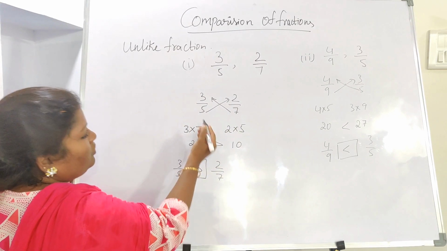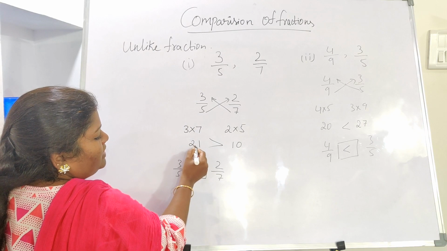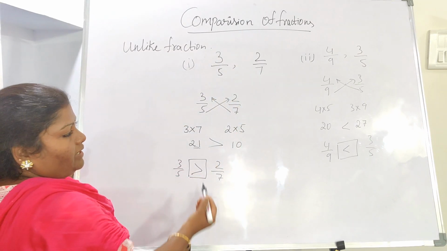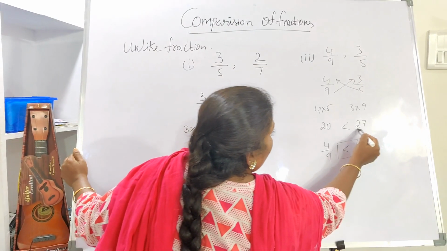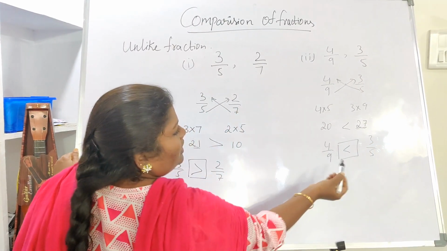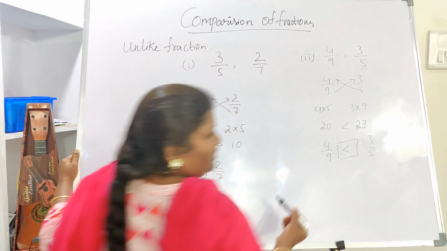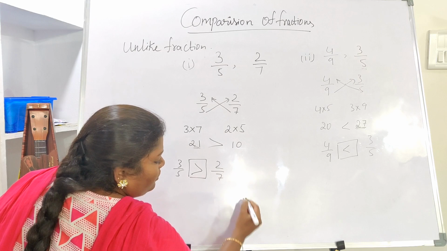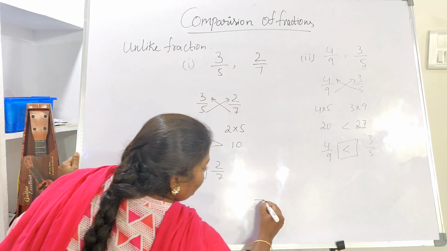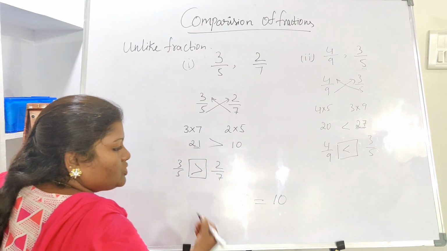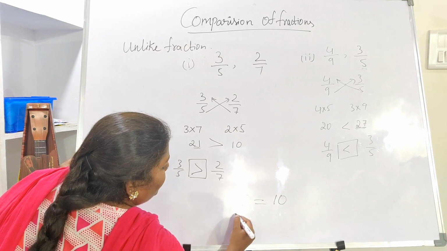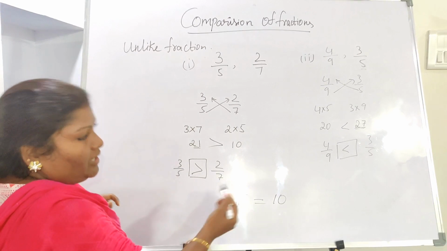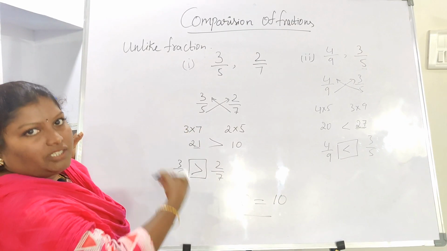Now if the first product is greater, that means the first fraction will be greater. If you got the second product greater, that means the second fraction will be greater. If you get the same numbers when you are cross multiplying, for example 10 equal to 10, in that case you can write that both the fractions are equal. Hope you have understood the lengthy one and the short one.